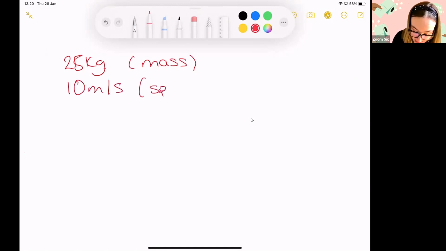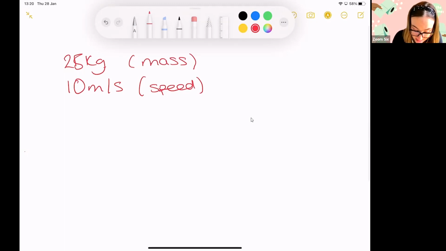I'm going to write that down as speed, but I could also say velocity, because remember, those two broadly mean the same thing. Velocity is a vector quantity though, and speed is scalar, and we'll get to that at another point, but that's in P2. Now, the equation that I'm going to write out first is kinetic energy is equal to 0.5 or a half times mass times velocity squared.